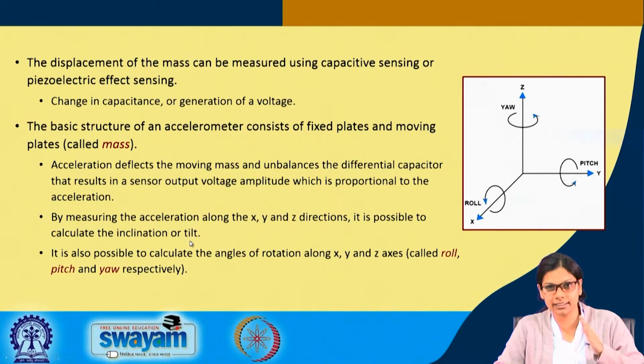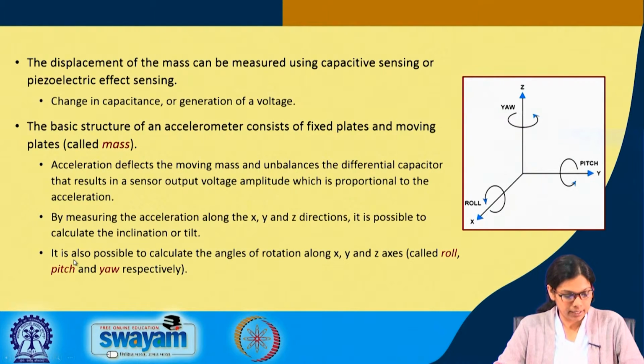So, how much it is tilted, we can accurately find out using the accelerometer. This can be done by measuring the acceleration along the x, y and z direction. It is also possible to calculate the angles of rotation along x, y and z axes. If it is along the x axis it is called roll, if it is along the y axis it is called pitch, and if it is the z axis it is yaw.